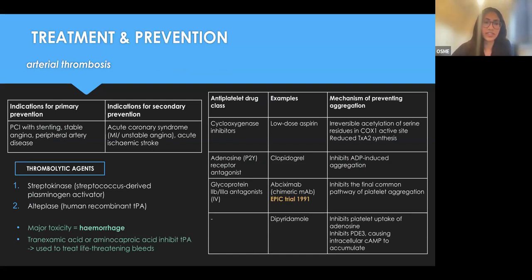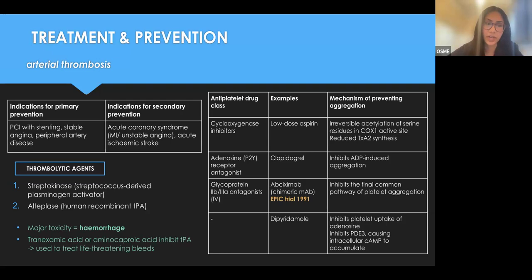Just to clarify, the primary prevention is where you're giving them a preventative treatment to prevent thrombosis from occurring in the first place. And secondary prevention is in conditions where they've already had thrombosis, so in myocardial infarction or stroke, and you want to prevent it from happening again.